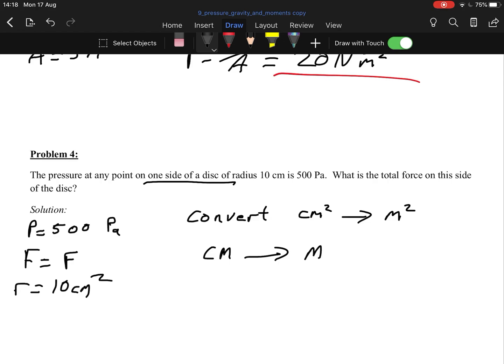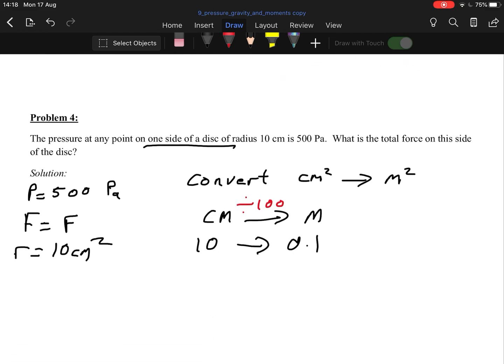Okay, what do I do? We divide by 100, yeah? All right, so you simply divide by 100. So therefore 10 centimeters would become 0.1 meters, right?